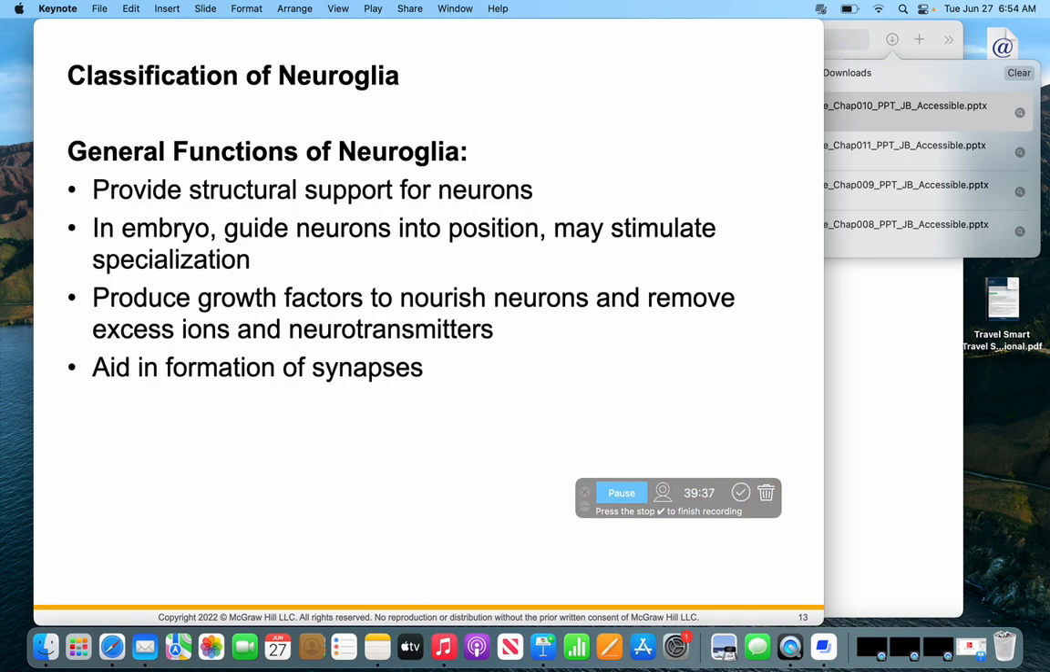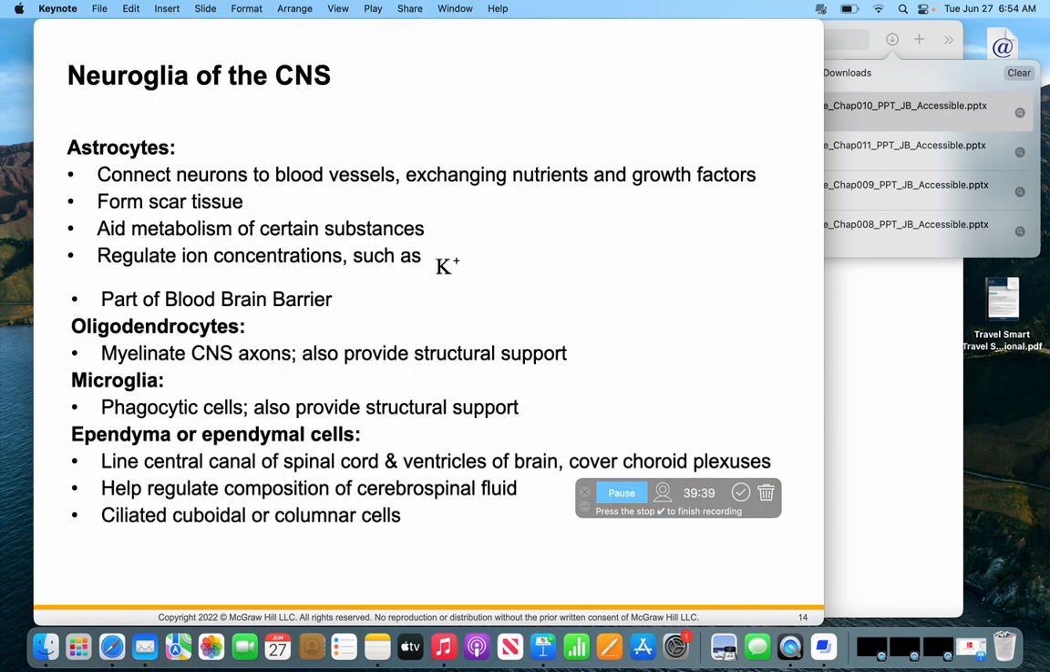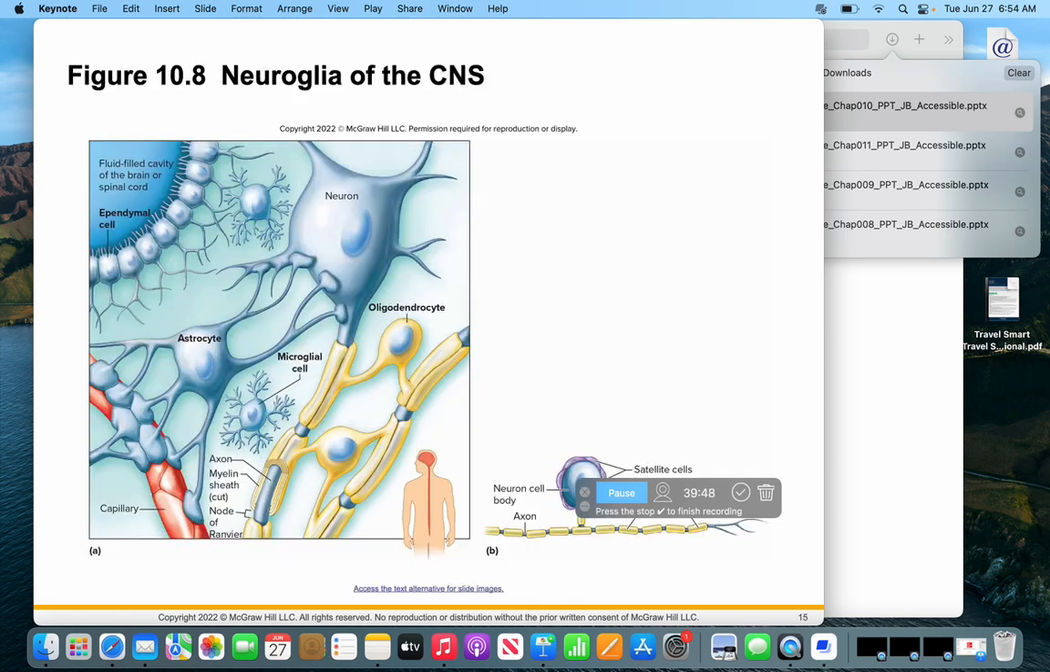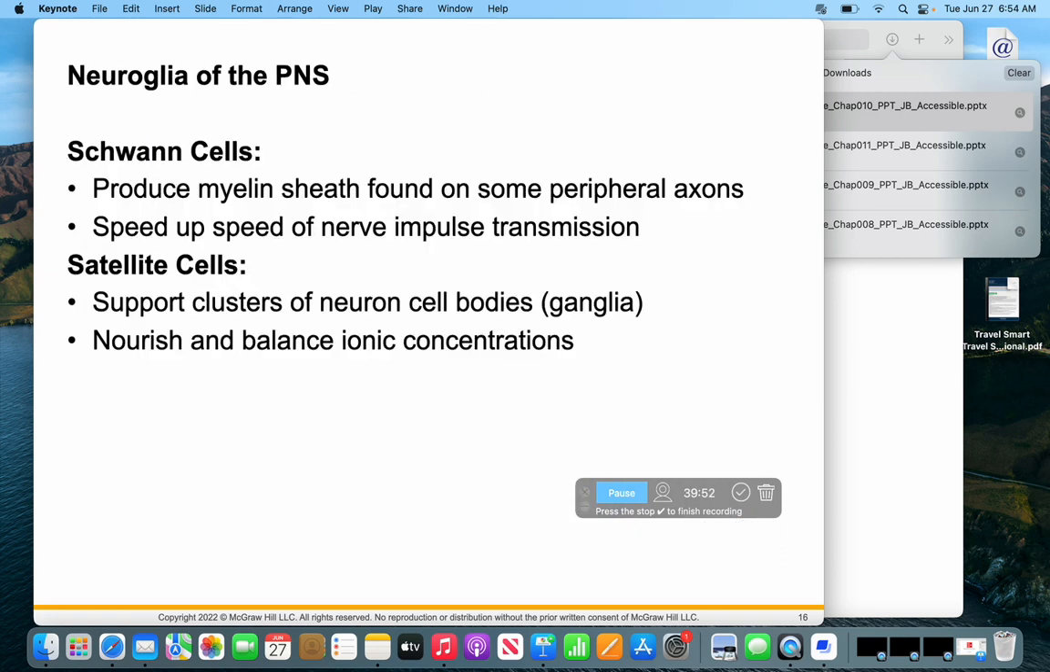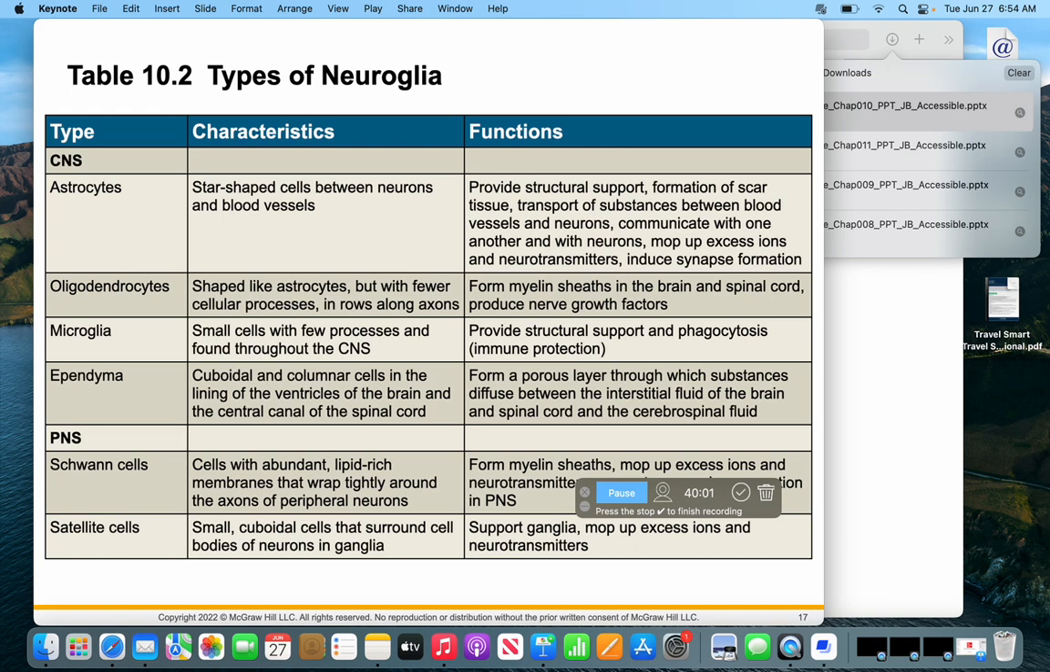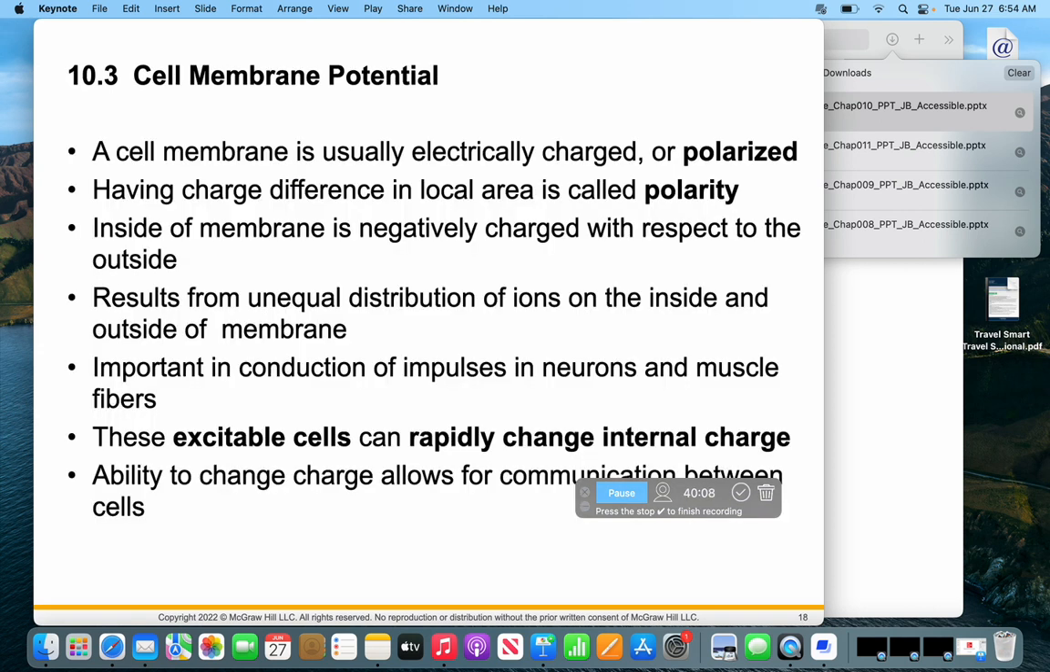And then we looked closer at the neuroglia, and you'll need to know these for the test: the astrocytes, oligodendrocytes, microglia, and the ependymal cells are in the central nervous system, and we labeled those in this graphic. And then the peripheral nervous system just has the Schwann cells, which produce the myelin sheath around the axons, and the satellite cells that nourish and balance the ion concentrations of the neurons. And so here are the types of neuroglia, their characteristics and functions.